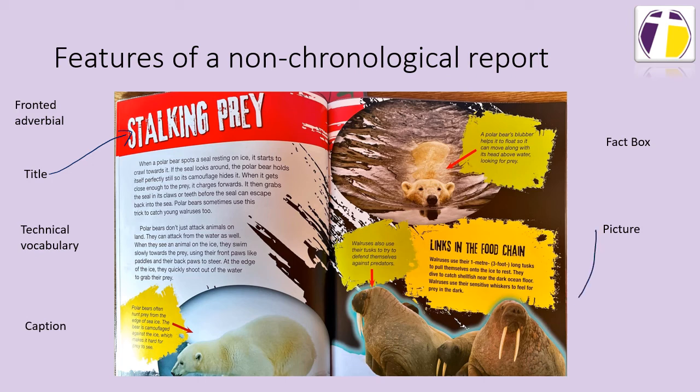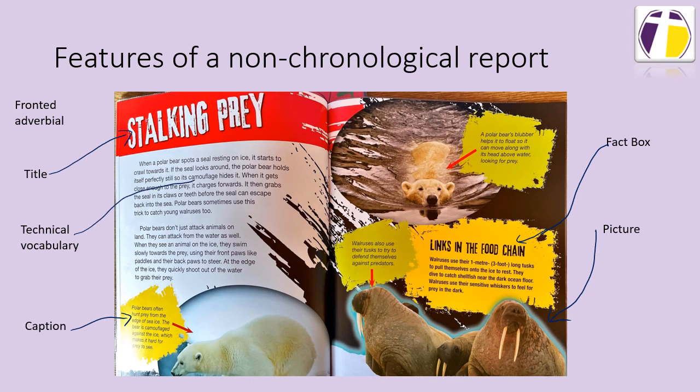We have lots of different examples of pictures that are used on this text. The pictures help us to imagine, help us to understand what a polar bear is like. We have a fact box, with some key information about polar bears, and it links in this fact box to food chains. A caption tells us about what is happening in a picture. So we have there that this picture here is describing how often they hunt prey.